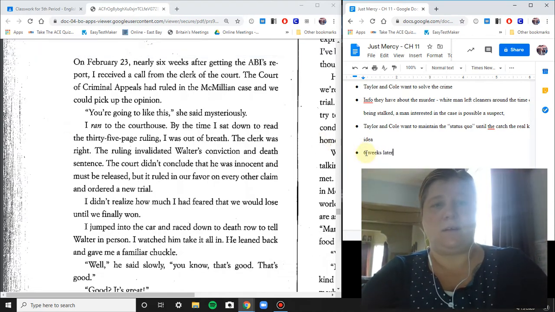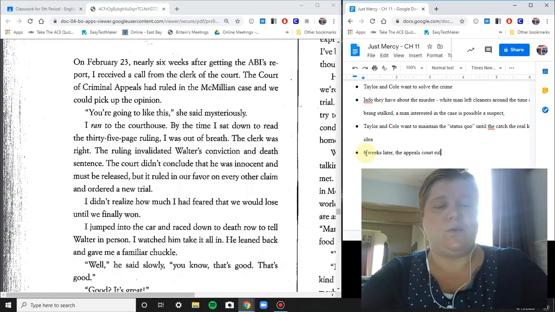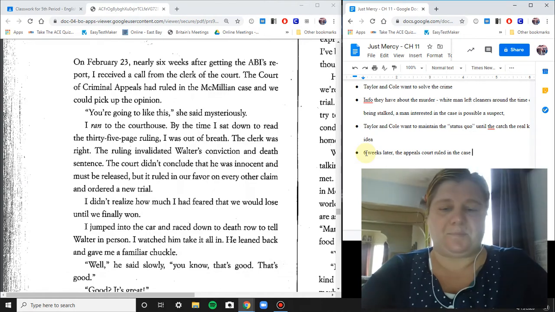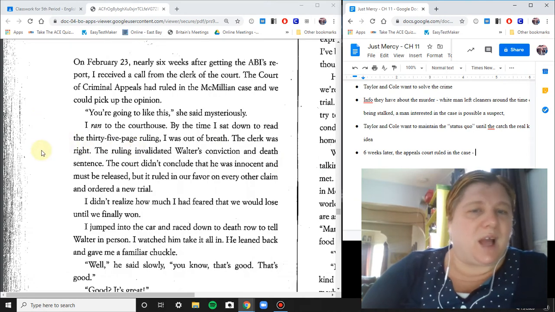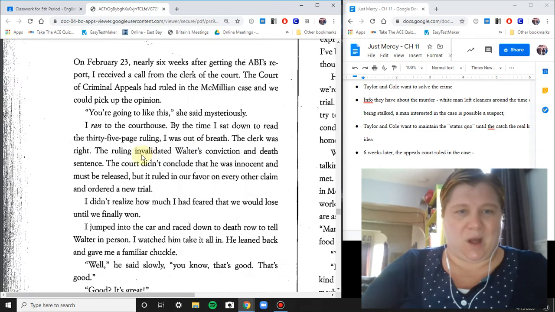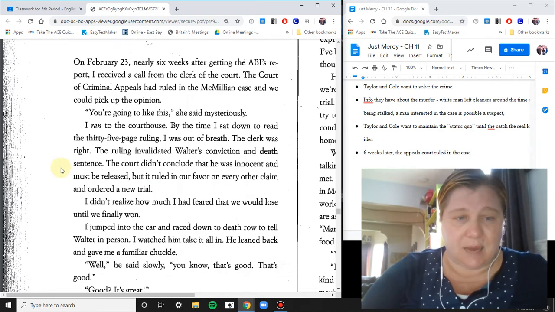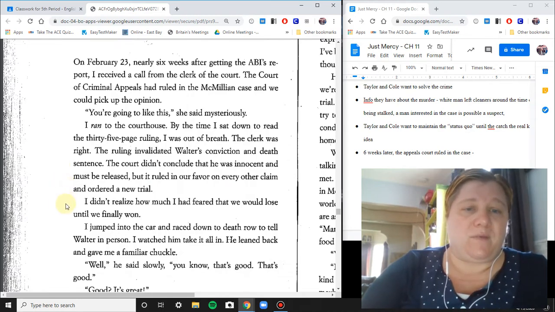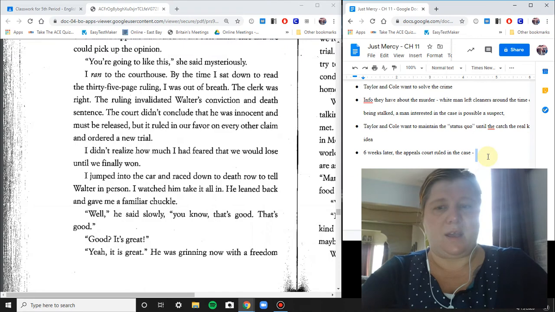So, 6 weeks later, the appeals, oh, that's not how you spell appeals. Appeals court ruled in the case. I ran to the courthouse. By the time I sat down to read the 35-page ruling, I was out of breath. The clerk was right. The ruling invalidated, so made invalid, Walter's conviction and death sentence. The court did not conclude that he was innocent and must be released, but it ruled in our favor on every other claim and ordered a new trial.